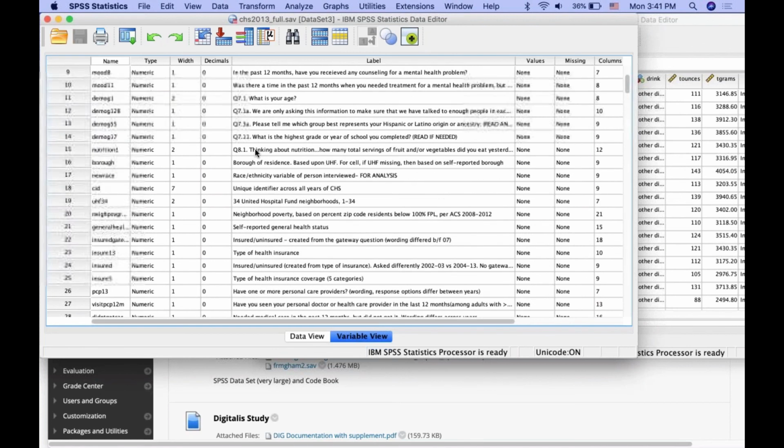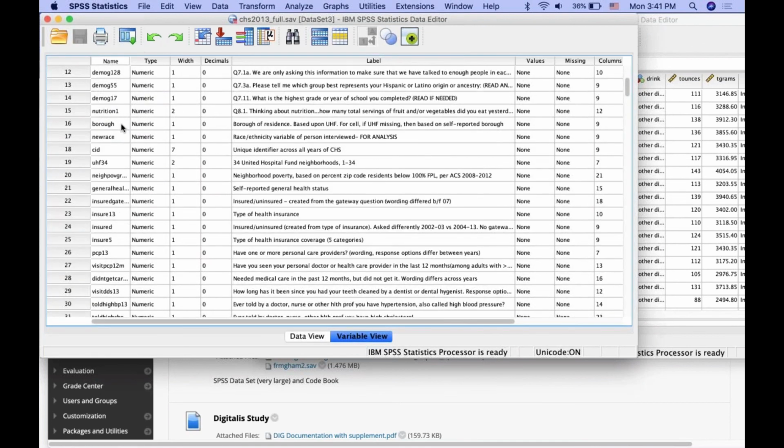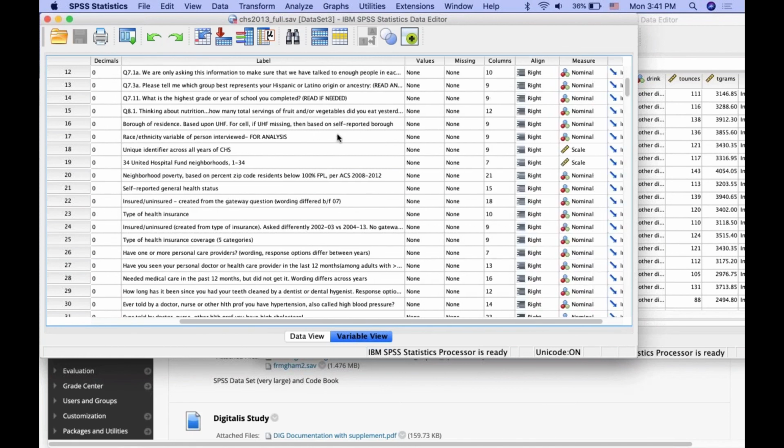But for instance, if we go here to borough, which is already in the other database, borough of residence, right? Okay, so that makes sense. Borough is borough of residence. But if we go over to values, it's not coded. It doesn't say what each of those numbers represents, what 1 represents, 2 represents, what boroughs they are. So where are you going to find that information so you can add it to these values?